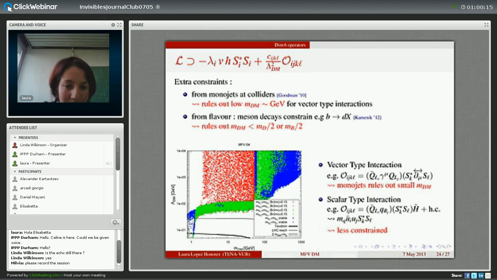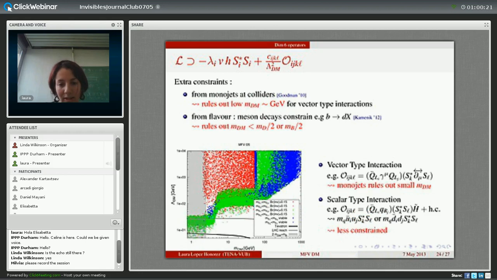In the case of preferred interaction with a D-type quark, so this time the Q right in the scalar type interaction is a D right, the constraint from meson decay goes a bit to larger masses because now you have constraint from B meson decay, and you still have, at the end of the day, a small new island of viable dark matter candidates in the low mass range.